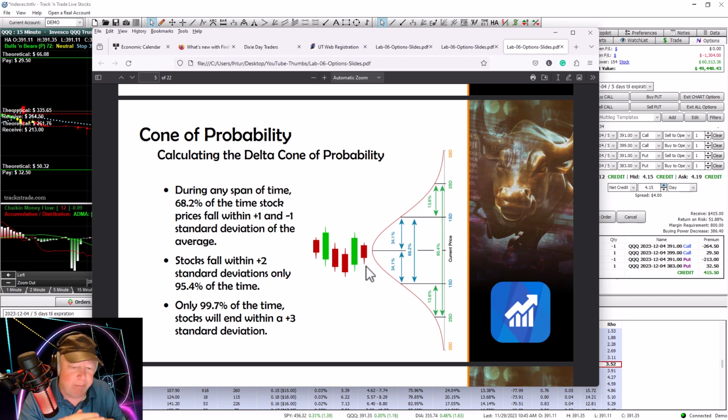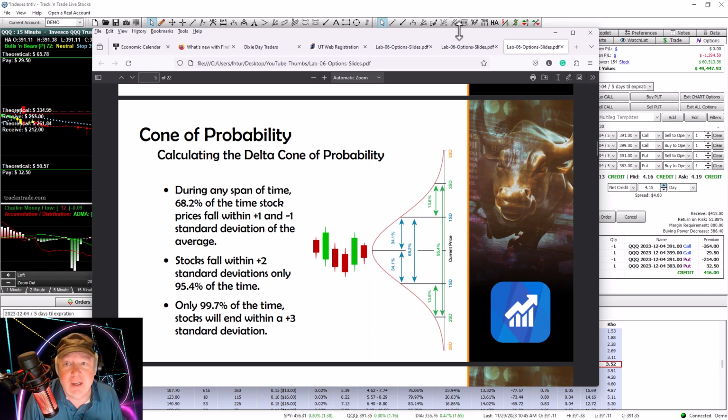So that's why we kind of put those insurance premiums out there far enough, about 1 standard deviation away from the at the money. And that gives us basically a 70% chance of being right. All right. Now, stocks fall within the +2 or -2 standard deviation only 95.4% of the time. So going way out 2 standard deviations away from where we put those options on, we have a 94.4% chance it's not going to go out there.